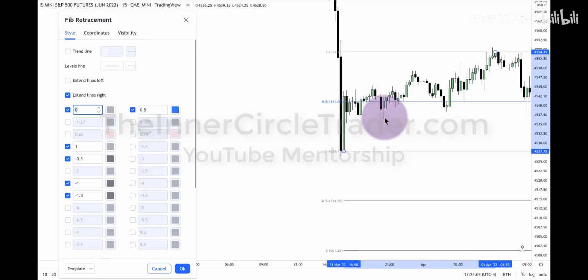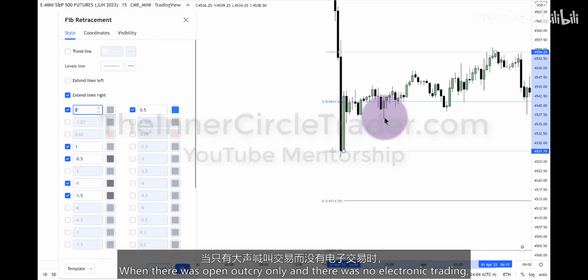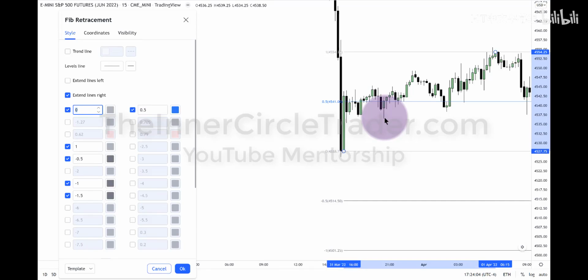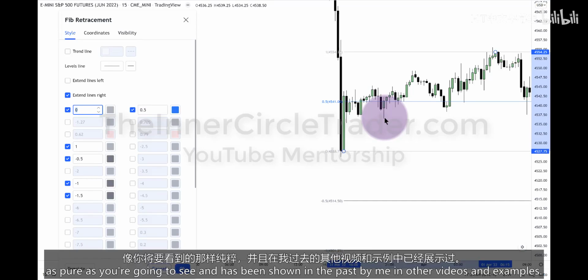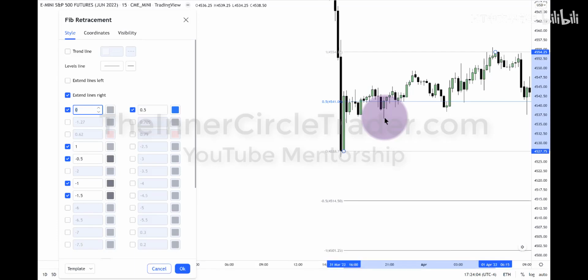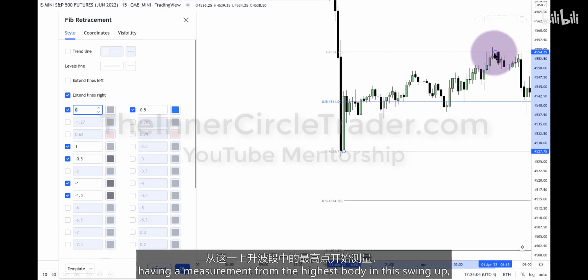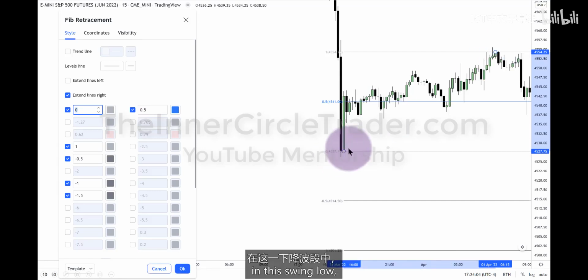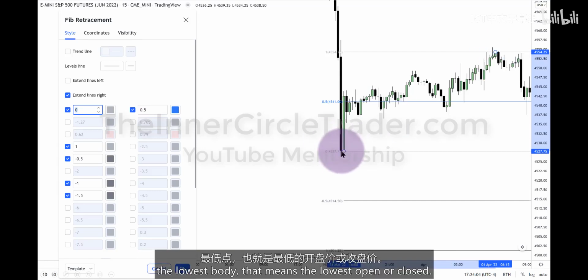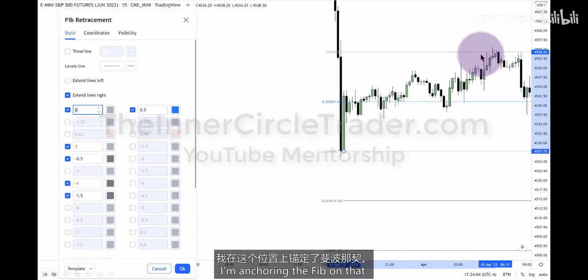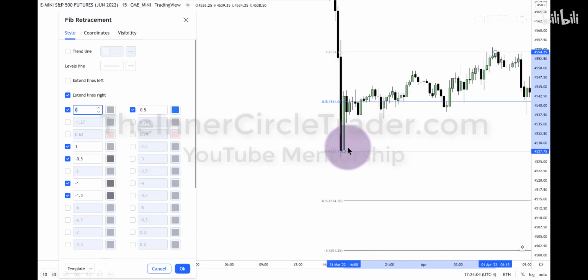It wasn't always like this. When there was open outcry only and there was no electronic trading, this wasn't as pure as you're going to see, and as has been shown in the past by me in other videos and examples. But by having a measurement from the highest body in this swing up, in this swing low, the lowest body, that means the lowest open or close, okay? I'm anchoring the fib on that.